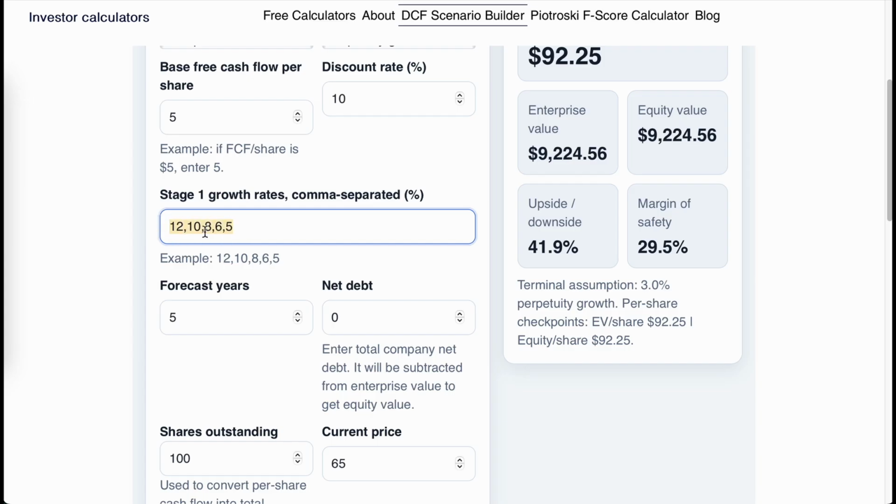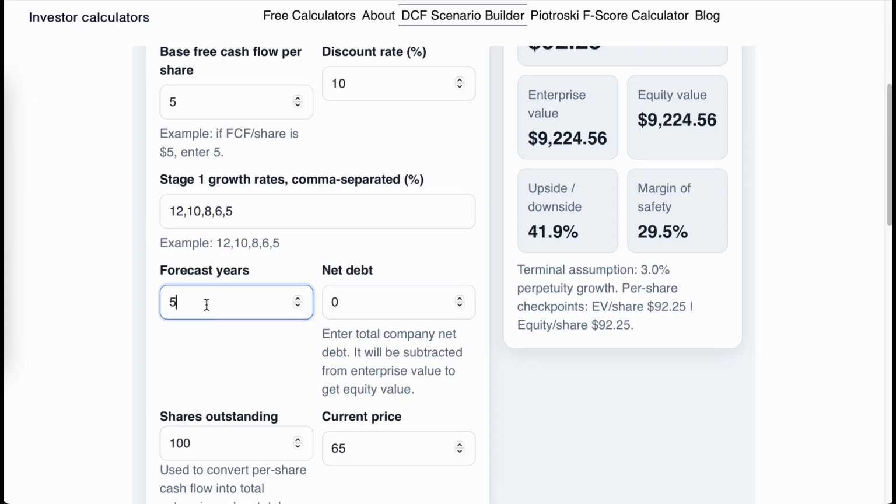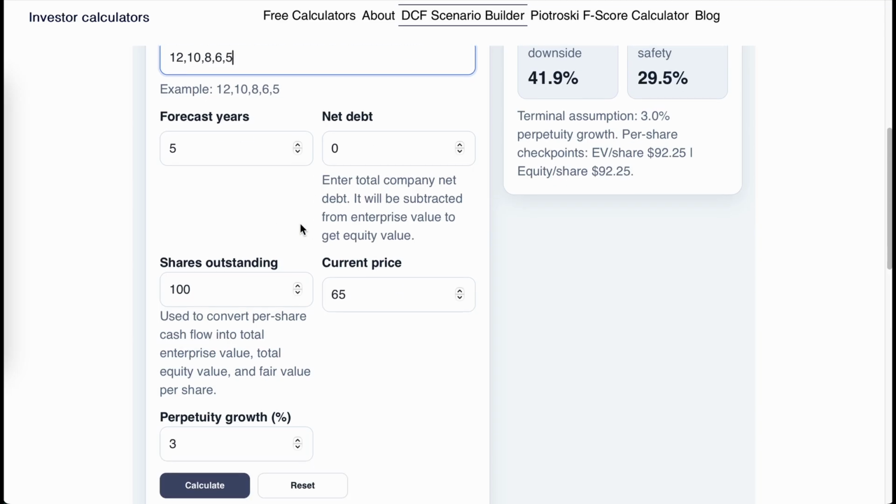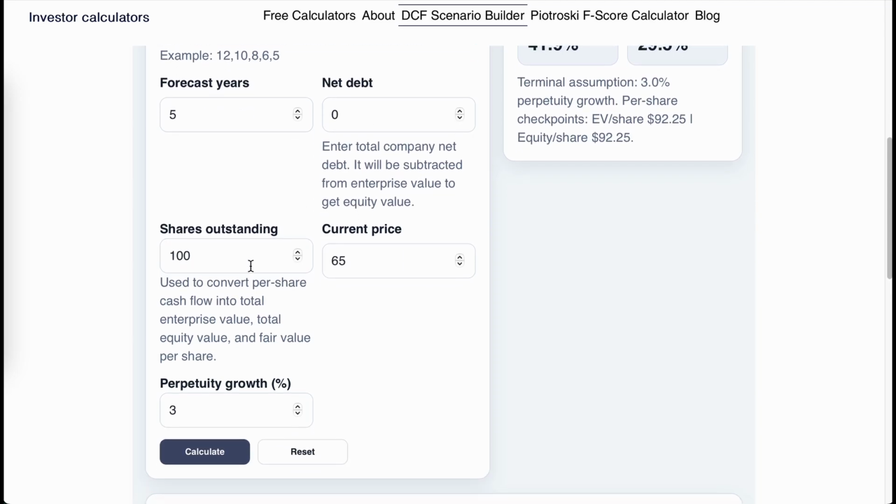You can adjust it manually if you want. Then it's a 5, since we're forecasting for 5 years. Ideally, you should forecast for maybe 10 years, 15 years. You can change it in here and then add years here, add the growth rates here. For example, if you have 10, you should add here 10. Then add the company's net debt. You can take it from the balance sheet. Shares outstanding also from the balance sheet.